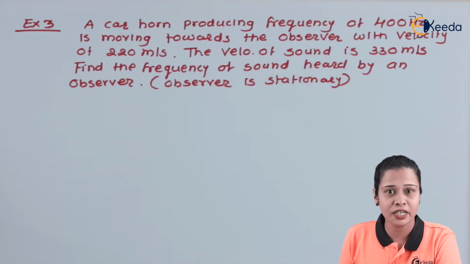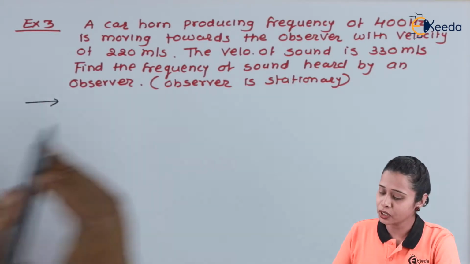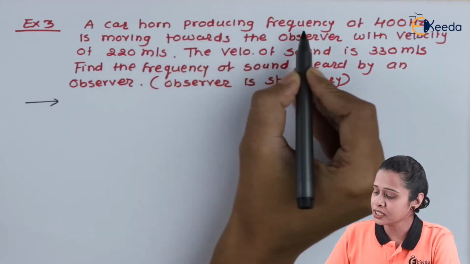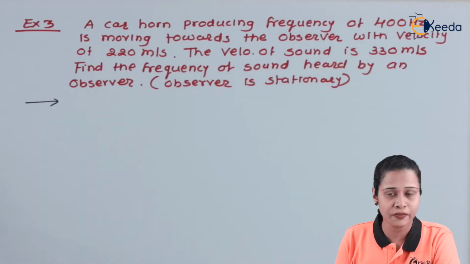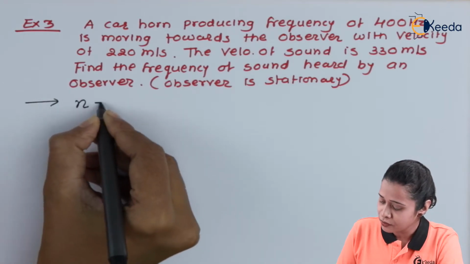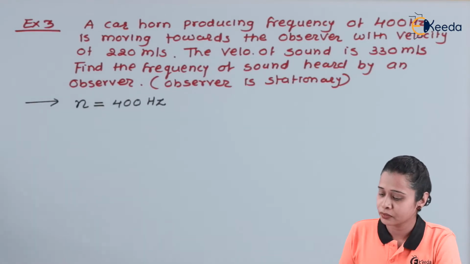Given is observer is stationary. So let us start with the given quantities. Now here we have the frequency of source, that is 400 Hz. Means this is actual frequency of the source. So we'll write frequency is equal to 400 Hz.